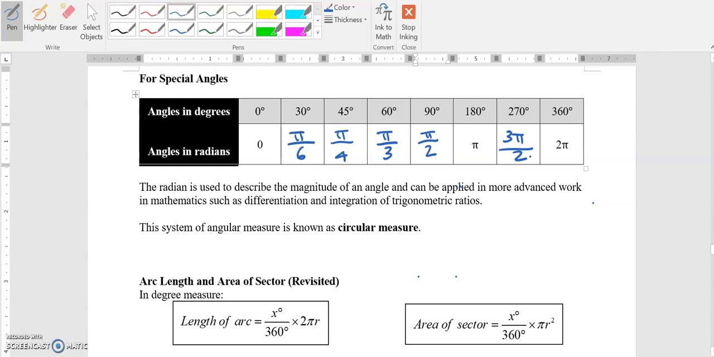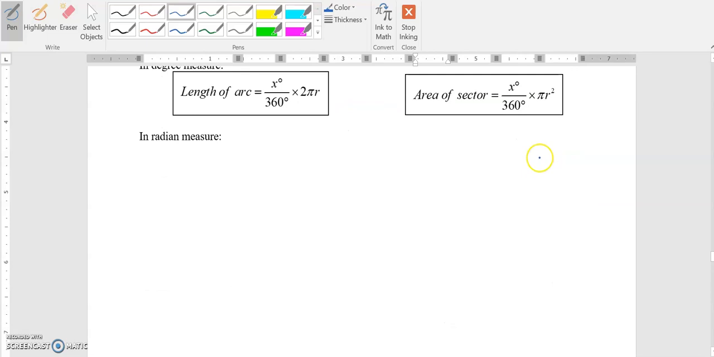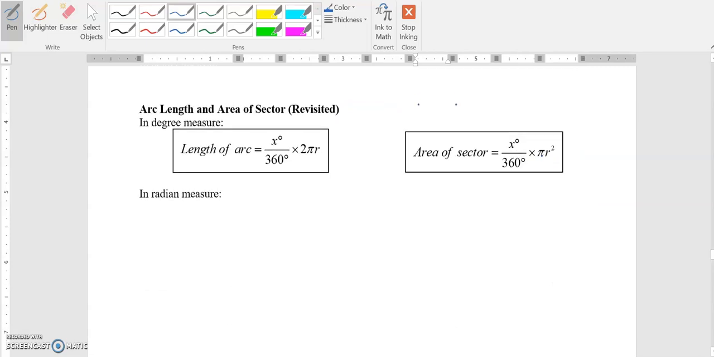Alright, some people ask, do I have to memorize the angles in radians? Well, we have done in the previous part of the chapter that we can do the conversion on the spot as well, so long as you know that 180 degrees is 1 pi radian. So now let's go to arc length and area of sector.